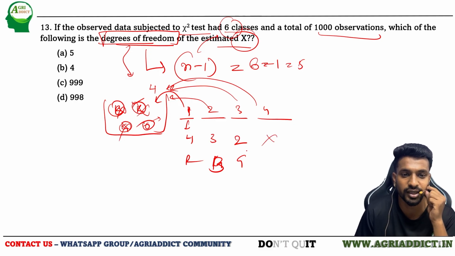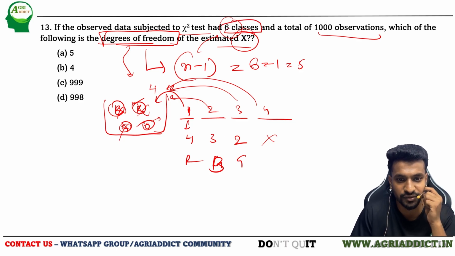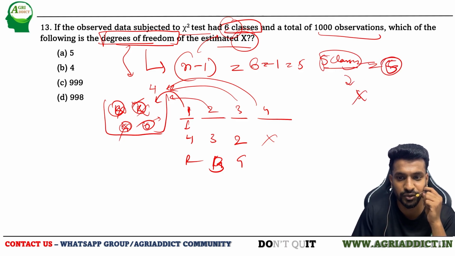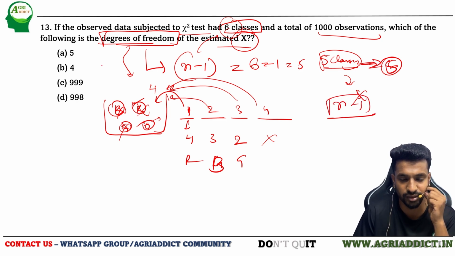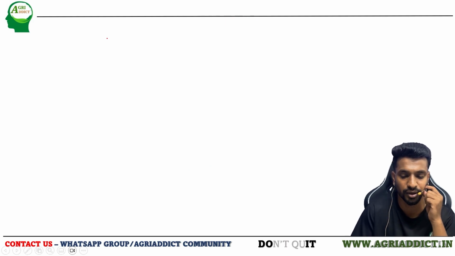So this is what the degrees of freedom is: how much freedom is given for the selection. So in this case, if there are 5 classes, for selecting the 5 classes there is an option or freedom, but for selecting the 6th class there is no option. That is why the degrees of freedom will be equal to only 5. That is why the formula is n minus 1, and here the answer would be 5. I hope this is clear to all of you.